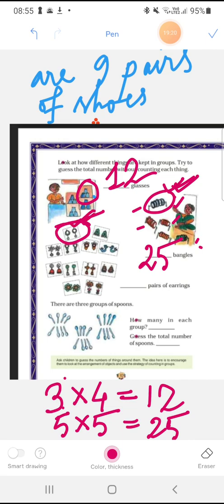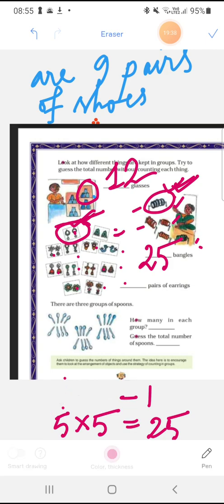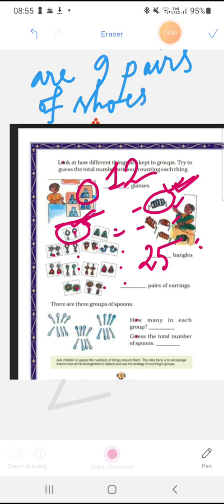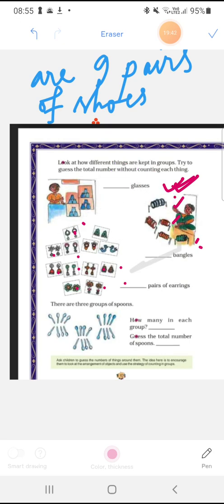So what do you have to find out? How many pairs of earrings? So how many pairs of earrings? 1, 2, 3, 4, 5, 6, 7, 8, 9, 10, 11, 12. So how many pairs are there? 12 pairs are there. Here how many earrings are there? 2 earrings are there.